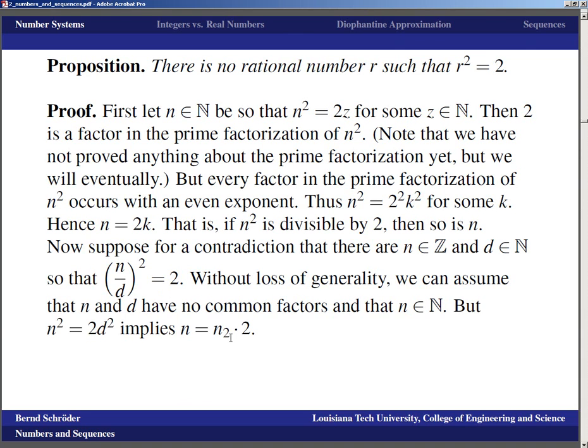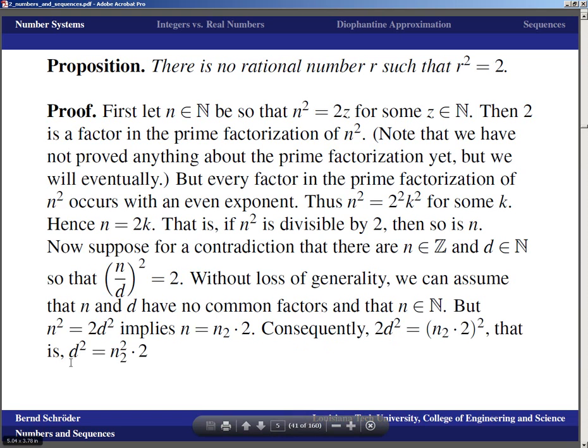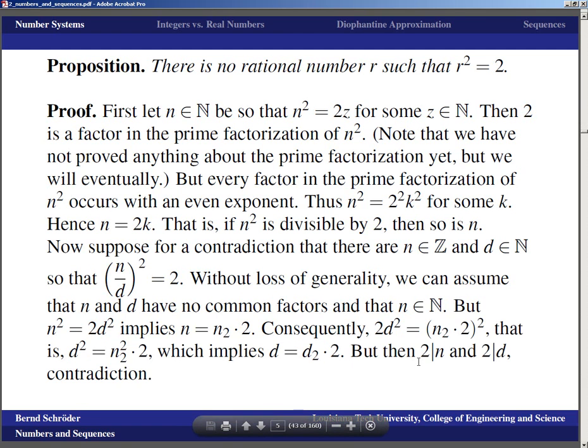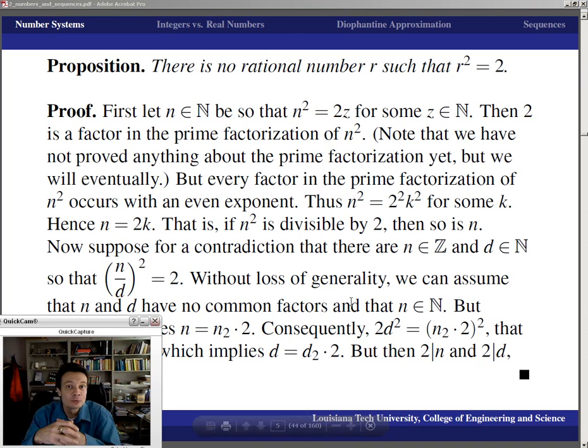And that implies that n is equal to 2 times another number, because if the square of n is 2 times a number, then n is even. So n is 2 times n2. But that means now that 2d squared, which is n squared, is equal to n2 times 2 squared, which is 4 times n2 squared, which means that d squared is 2 times n2 squared. That means the square of d is even, and that means d must be even. But that means that 2 divides n and 2 divides d, this thing is called divides, and that's a contradiction.